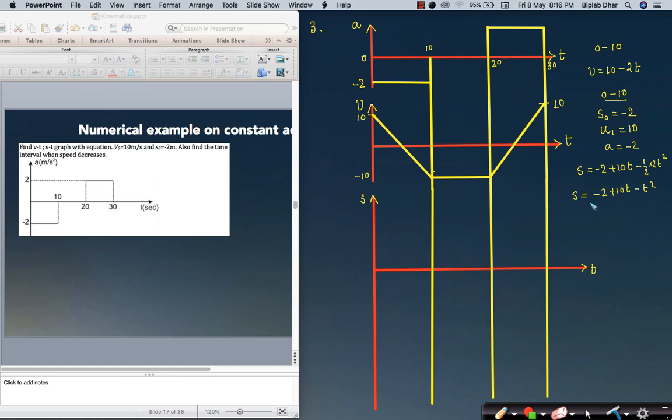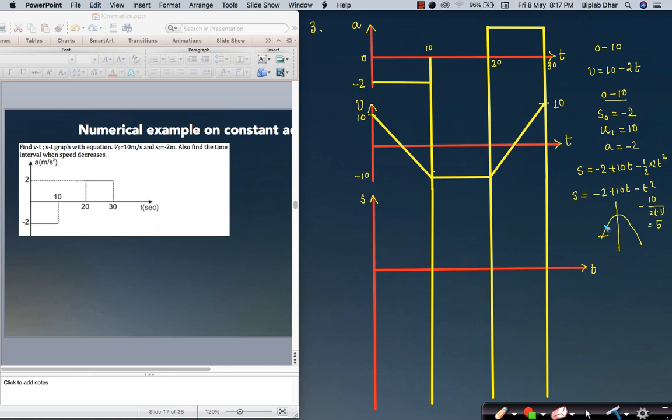So how do I plot the parabola? For that I will first check what a is. A is negative, so my parabola will open downward like this. Then I will check the symmetric line. It is minus b by 2a, that is minus 10 by 2 into minus 1, so it is 5. So the line t equal to 5 is the symmetric line, and y equal to minus 2 will be the starting point of this graph.